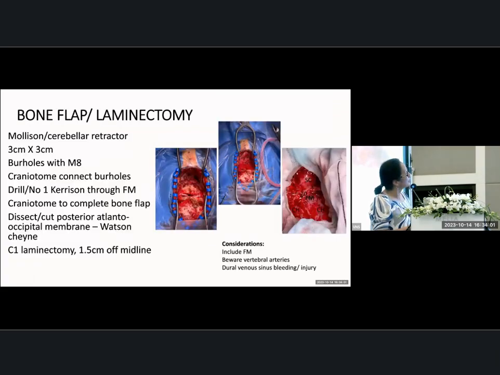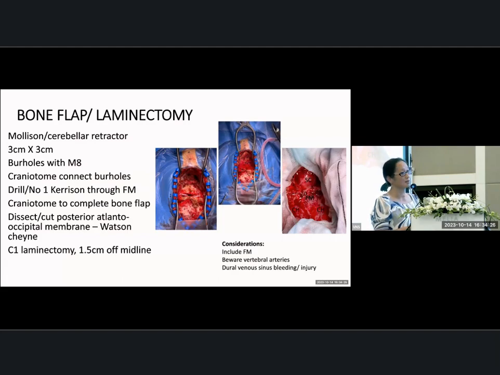With the bone flap, I start with using cerebellar retractors to get good exposure. I do up to a 3 by 3 centimetre craniectomy, using the burr holes initially with an M8 burr over the cerebellar hemispheres, and also then doing the foramen magnum separately with the M8 drill and using Kerrison punches to make sure I've got that clear.